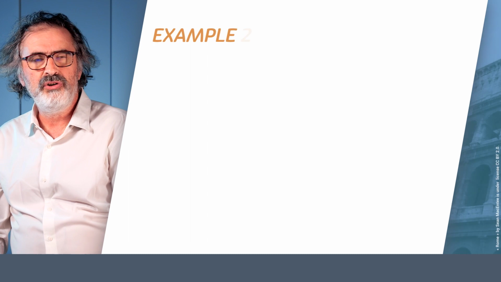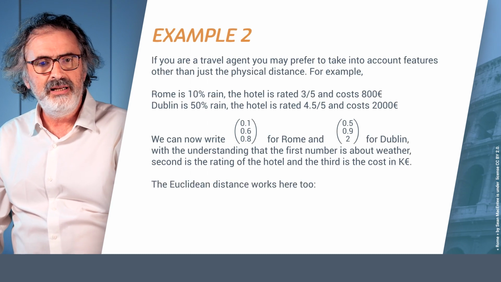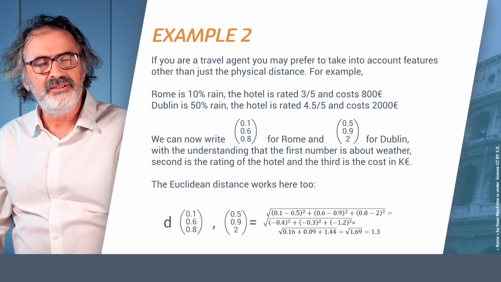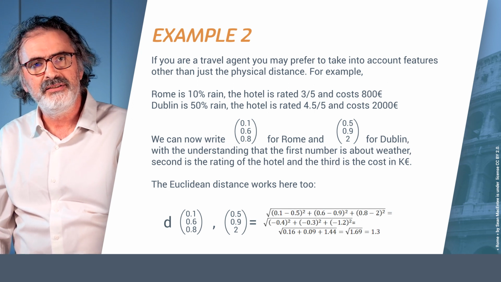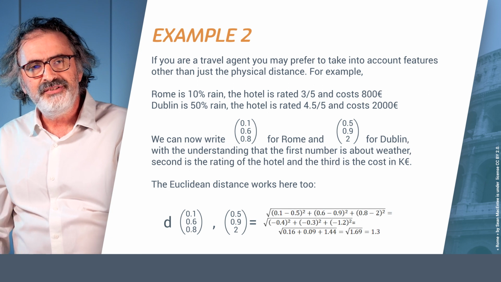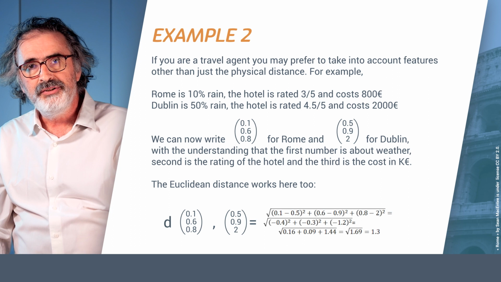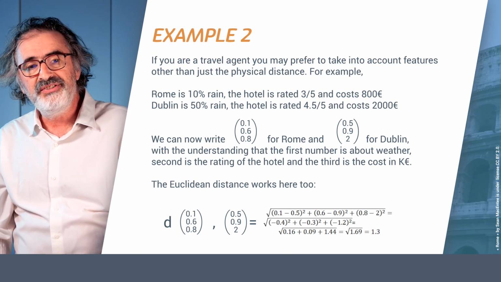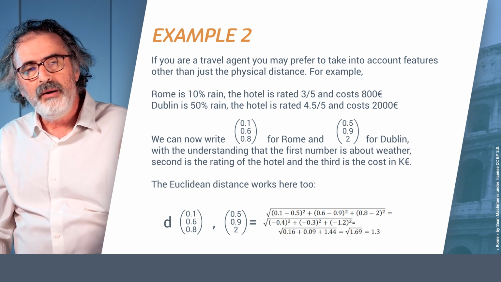So much for geography. What happens in the rest of the operations? Well, interestingly, I can build distances based on something else than just the physical distance. I can build it on the features that will somehow represent the objects I'm interested in. Suppose, for example, I'm a travel agent and I want to sell in my catalogue the city of Rome or the city of Dublin. So I may know things.